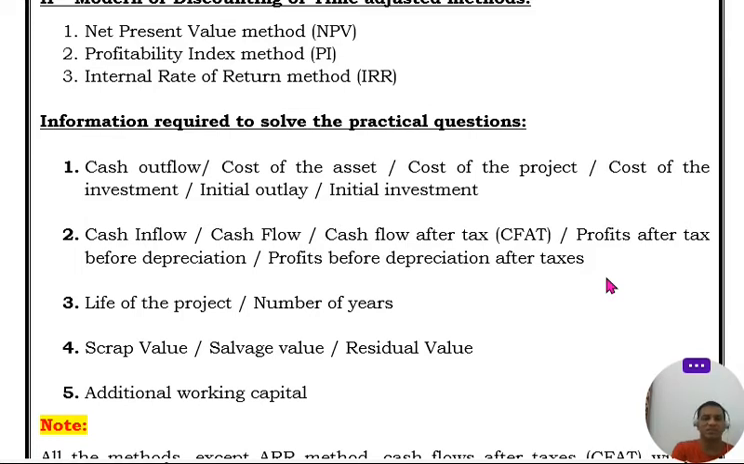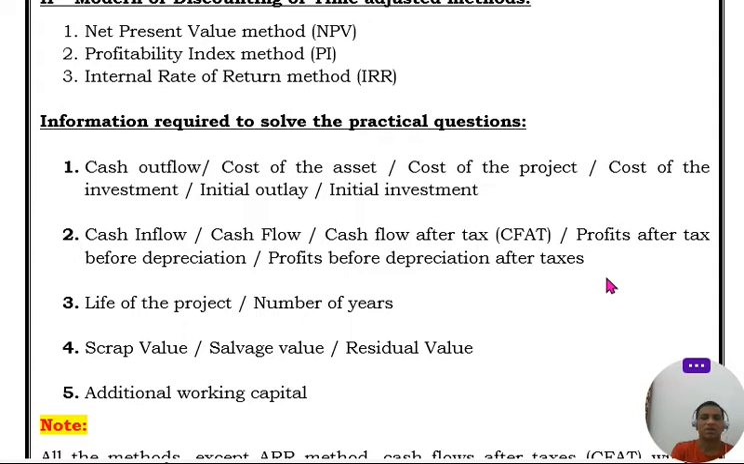That means the returns, profits generated from the investment. By investing in that asset, what are the returns generated? That is called cash inflow, or cash flow, or cash flow after tax, or even profit after tax before depreciation, or profit before depreciation after taxes. Different language may be used in the questions and practical problems, but all have similar meaning. In simple terms, they are cash flows.